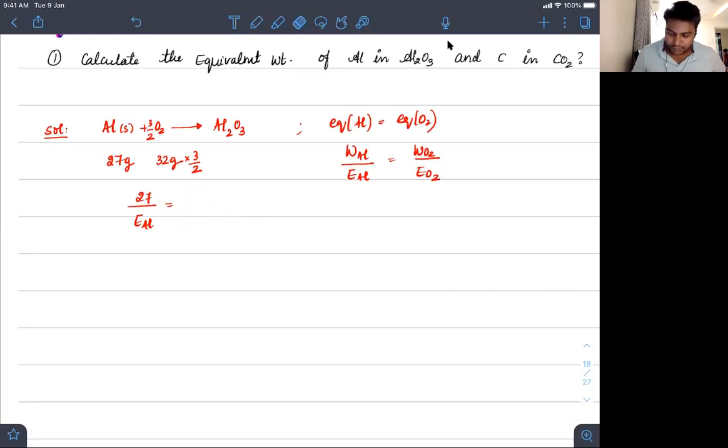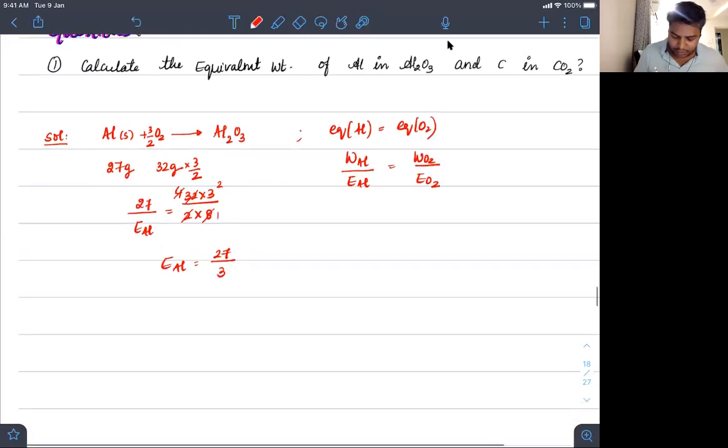So what is it, weight of this oxygen is 32 into 3 divided by 2 into equivalent weight of oxygen, which is 8. So this goes how many times, beta? 4 times. This goes 1 time. This goes 2 times. So equivalent weight of aluminium is equal to 27 divided by 3.